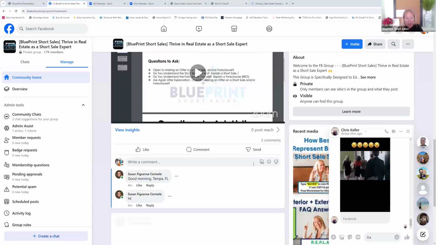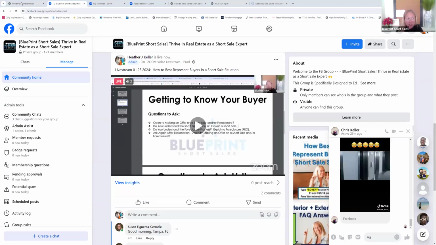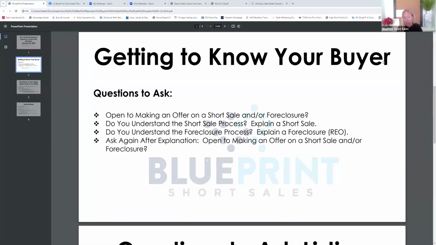We are talking about the initial buyer consultation and questions that you want to ask your buyer. You really want to make sure that they understand short sale, the difference between short sale and foreclosure. And so, again, are you open to making an offer on a short sale? Yes or no? Are you open to making an offer on a foreclosure? Yes or no? So if they say yes for the short sale, then I would just give, again, a general overview of how it works.